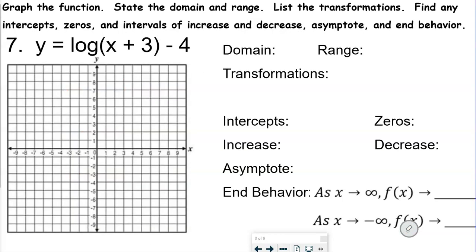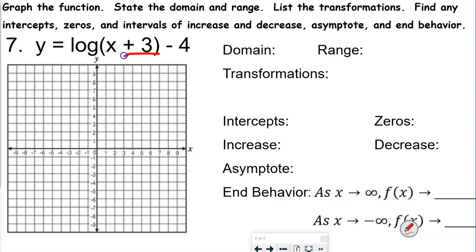So now we're going on to 7, where it says graph the function, state the domain and range, list the transformations, find any intercepts, zeros, intervals of increase and decrease, asymptote, and end behavior. So our function is log of x plus 3, minus 4. When we do this, we know that our asymptote is related to this value right here, and that value also has to do with our domain.